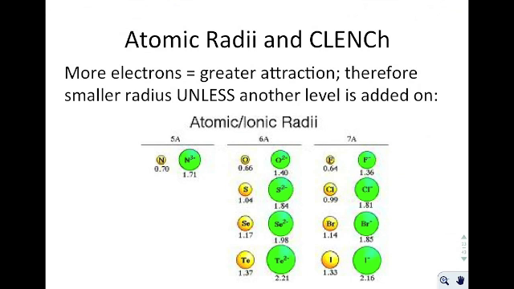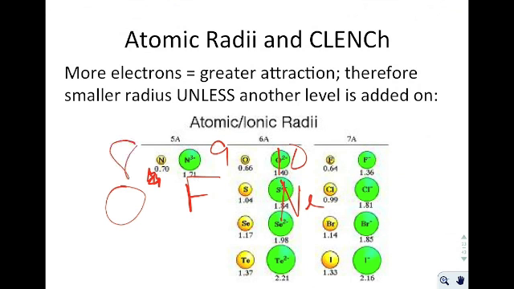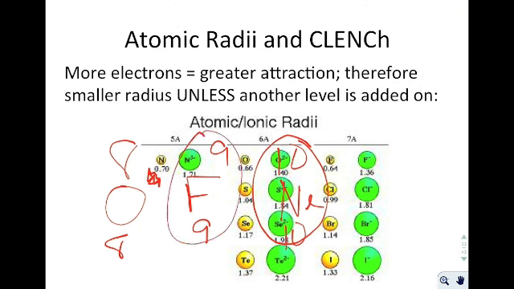Okay, atomic radii, more protons equals a greater attraction, and therefore a smaller radius, unless another level is added. So once again, it brings up the whole idea of, let's say I have oxygen, and I have neon, and I have fluorine. Neon's got 10, fluorine's got 9, oxygen has 8 because they're not ions anymore. Okay, 8 protons, 8 electrons, 9 protons, 9 electrons, 10 protons, 10 electrons. The attraction is going to be much greater as you go across. So because of that, oxygen tends to be larger.